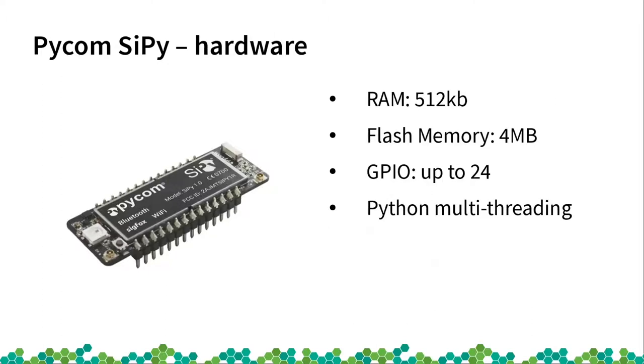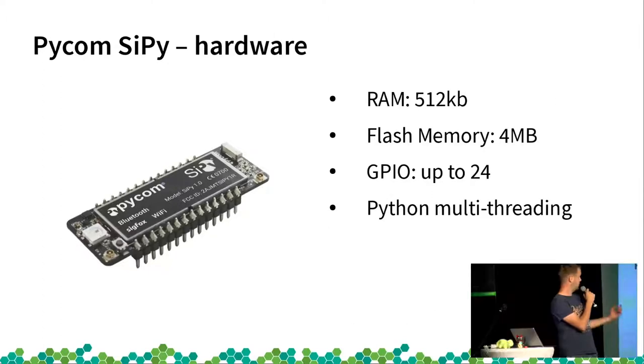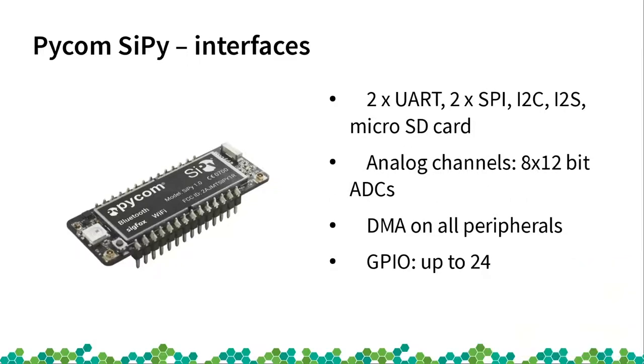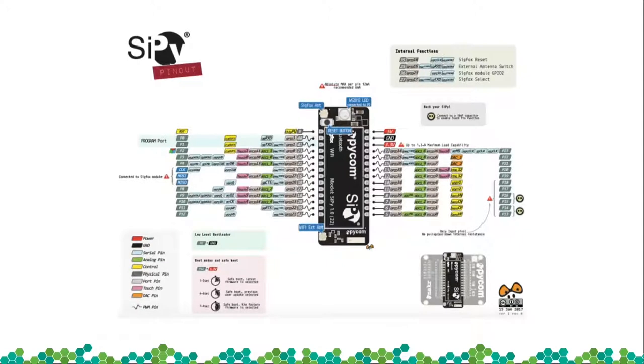Hardware-wise, it's also pretty cool for that kind of device. There is half a megabyte of RAM and 4 megabytes of flash memory. You can also extend it with an SD card. And as for connections, you can connect a lot of things, like digital connections as well as analog ones. And this is the schema. You probably cannot read it, but it's on their website.